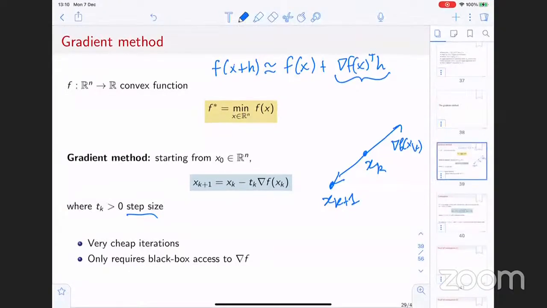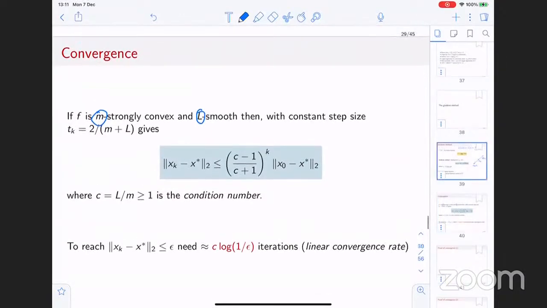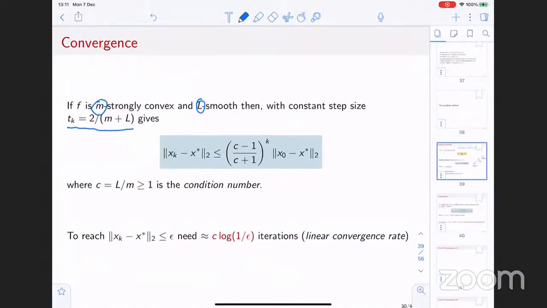Now let me immediately give you one result that one can prove about this gradient method: if your function f is not only convex but is actually strongly convex with a parameter m, and if it is L smooth as well, remember, this means that the Hessian of f, assuming that f is twice differentiable, has eigenvalues between little m and big L, then if you choose this constant step size, for all k, tk is equal to 2 divided by m plus L, then the method actually converges, and converges at a linear rate.